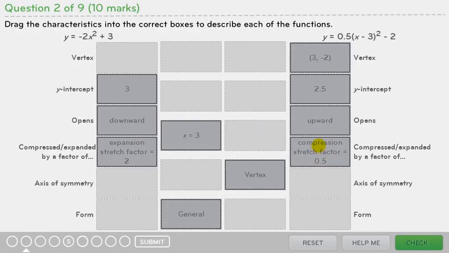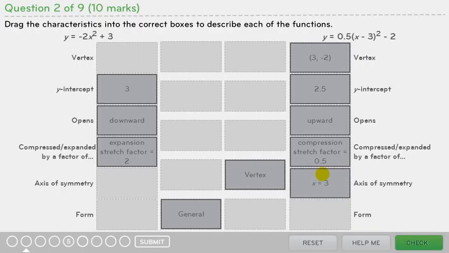Next, let's deal with our axis of symmetry. The axis of symmetry is always the x value of your vertex. The vertex here was at 0, 3, so it would be x equals 0. Seeing as we don't have one of those, we'll leave it blank. The vertex here is at 3, 2, so we would have x equals 3 as our axis of symmetry.